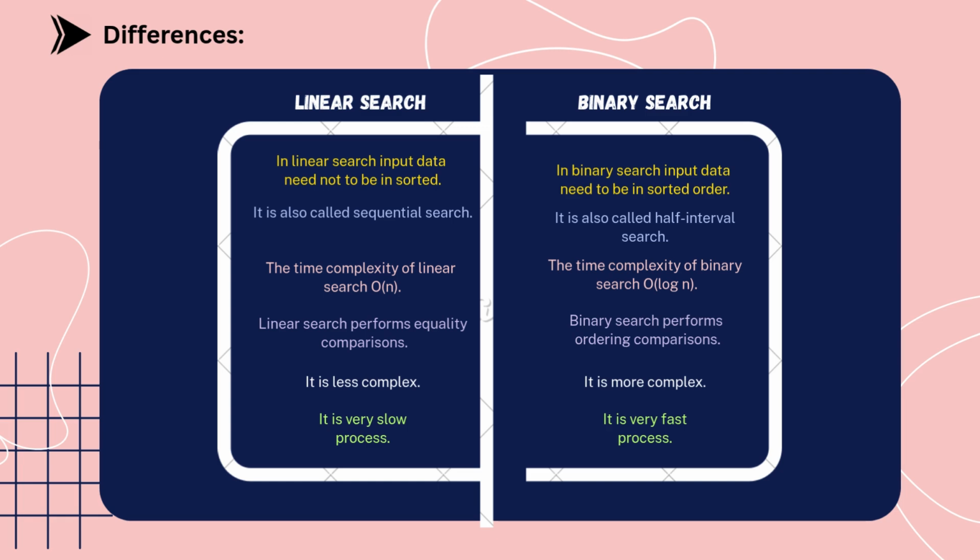Linear search is called a sequential search. Binary search is called the half interval search. The time complexity of the linear search is order of n. The time complexity of the binary search is order of log n. So the linear search performs equality comparisons, and the binary search performs ordering comparisons. Linear search is less complex. Binary search is more complex. Linear search is a very slow process. Binary search is a very fast process.